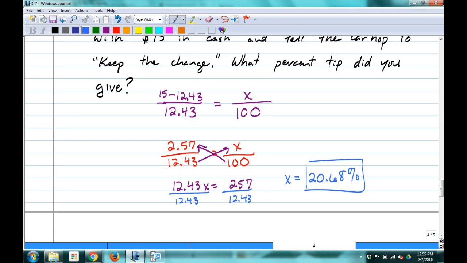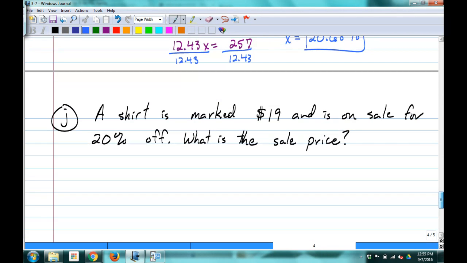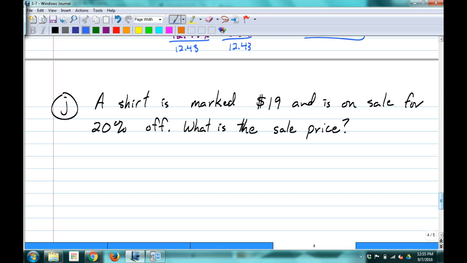Okay, so all right, let's go to a discount. Let's talk about shirts. My wife and I went to Corinth this last weekend. We were shopping around. She was looking for something for the kids, and they had a couple of shirts on sale. We ended up buying a few shirts and things. Let's say a shirt was marked $19. It's on sale for 20% off. What's the sale price?